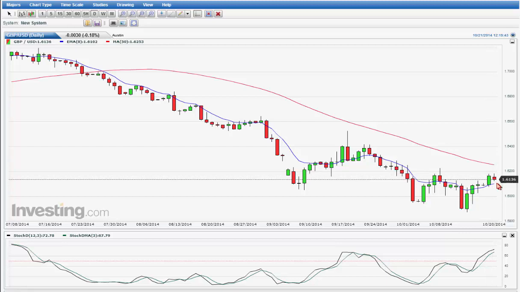It's just a market you have to be a little bit cautious with. It's slightly bearish, but on a day-to-day basis, this thing could move up a little bit. It could chop a little bit.